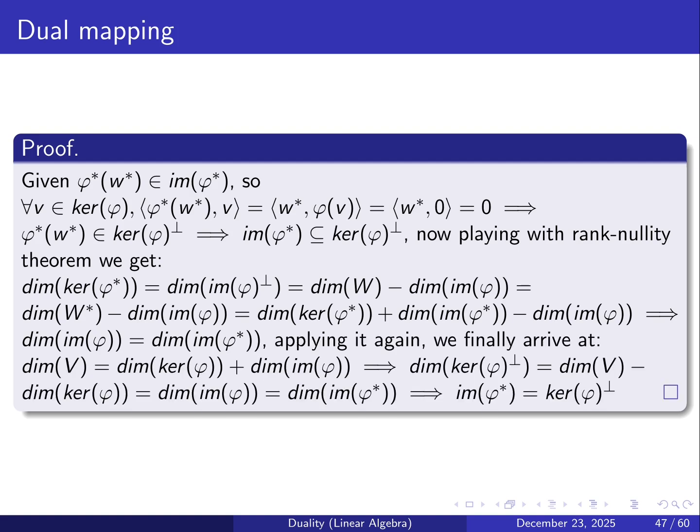Now applying the rank nullity theorem again, we get the dimension of V is equal to the dimension of kernel of phi plus the dimension of image of phi. So that implies that the dimension of kernel of phi complement is equal to the dimension of image of phi, but that is equal to the dimension of image of phi star. So that implies that the image of phi star is equal to the kernel of phi complement.